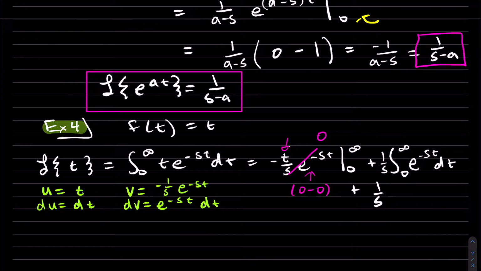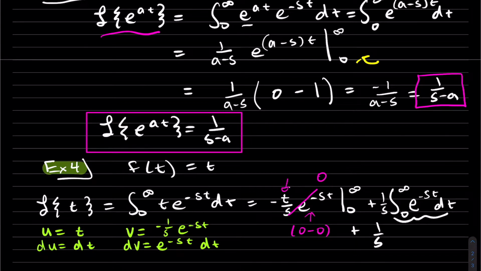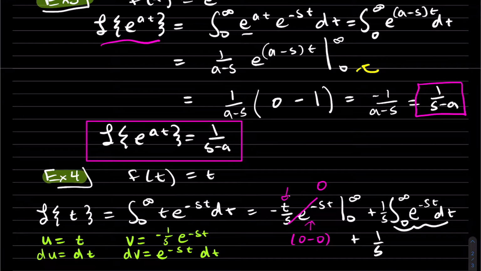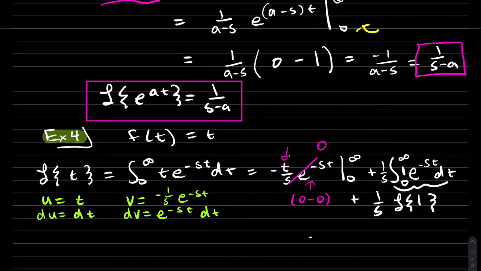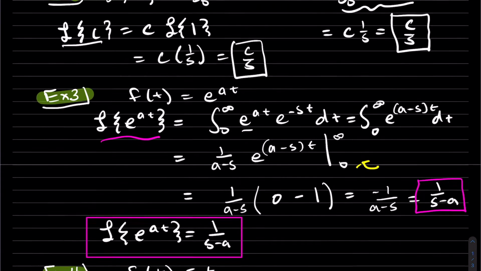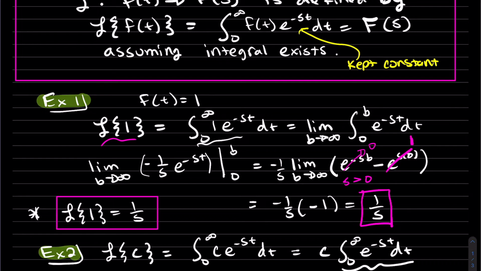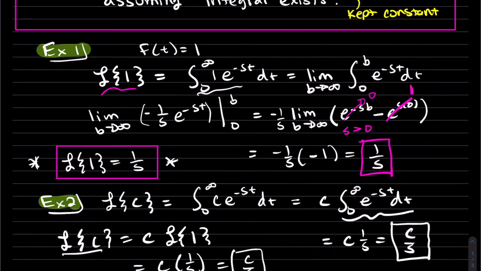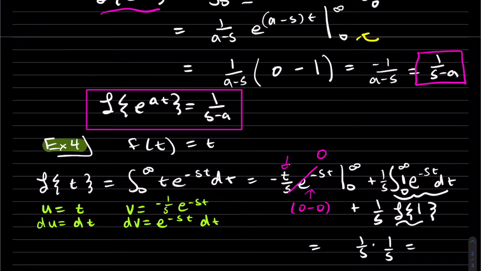And if you recognize this, just like the gamma function last time, there's a function of 1 there. It's the Laplace of 1, which is equal to 1 over s times the Laplace of 1, which is 1 over s. That's the first one we did right here, which is 1 over s squared.